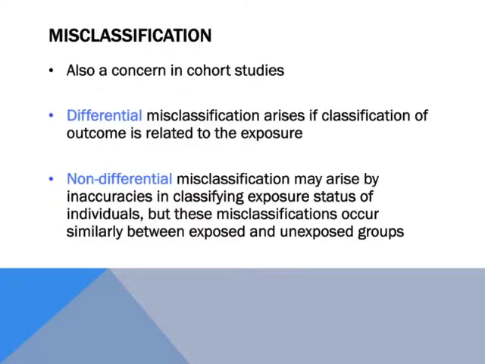Misclassification is again a concern in cohort studies. Differential misclassification arises if classification of the outcome is somehow related to the exposure status, leading to a distortion in the risk ratio. This distortion can be in either direction, that is, an under or overestimation. Non-differential misclassification may arise by inaccuracies in classifying exposure status of individuals, but these misclassifications occur similarly between exposed and unexposed groups and result in a weakening of the observed association, that is, biasing the risk ratio towards 1.